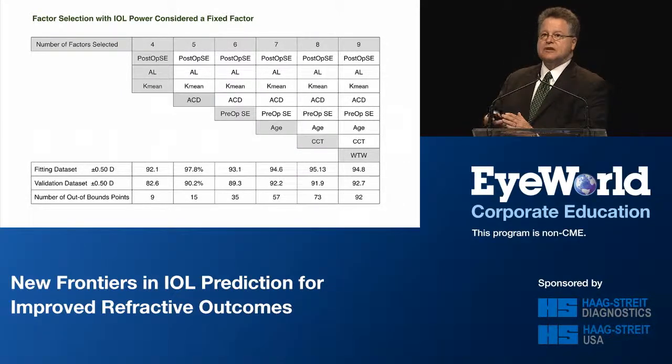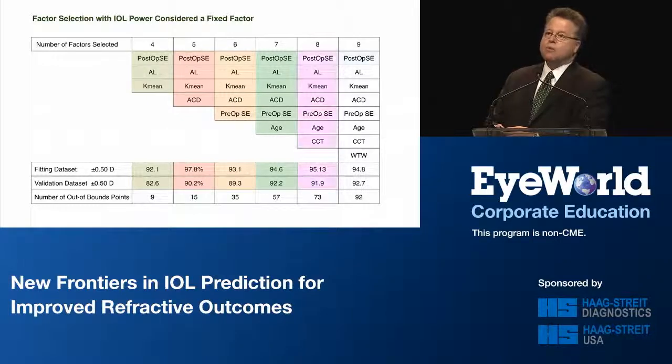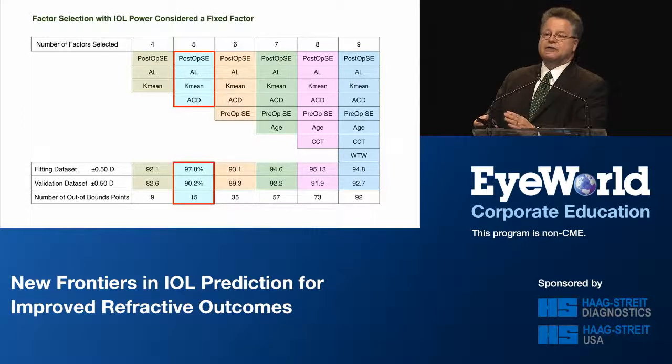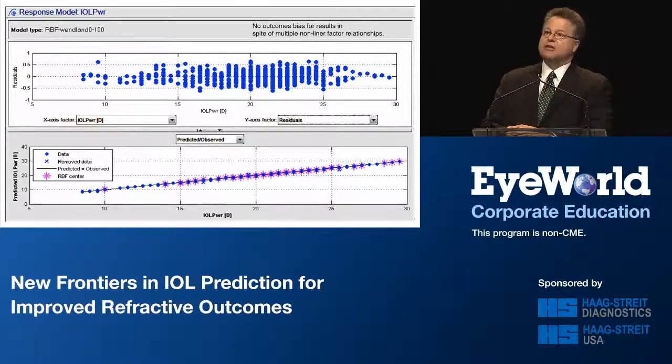And because this isn't a formula, things pop up that we may not expect, like the patient's age or their pre-op spherical equivalent. What we were looking for is the greatest number of cases within half a diopter for the data we use to fit the database, to fit the model, and then also an independent validation set. And we found that the axial length, central corneal power, and anterior chamber depth for a given IOL power and postoperative results was the best for us. And then also the fewest out-of-bounds points. And I'm going to go over that in just a minute and show how this is a brand new tool in ophthalmology and how it helps us to make a lot of decisions.